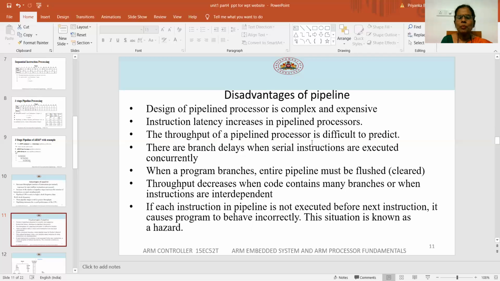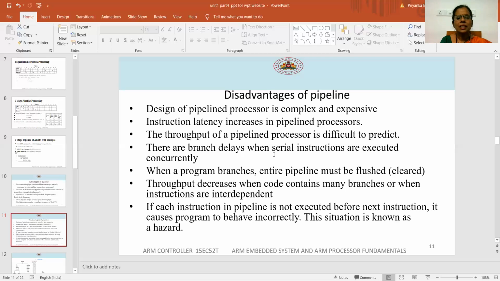The throughput of a pipeline processor is difficult to predict. If all the instructions have equal uniform size, then definitely one after the other it will be executed cycle by cycle. But some instructions require some machine cycles for execution, and if some other instruction requires other machine cycles, then it is difficult to predict the pipeline processor. Because if all the instructions have the same size, then this process continues. If they do not have the same size, definitely it becomes difficult to predict the output.